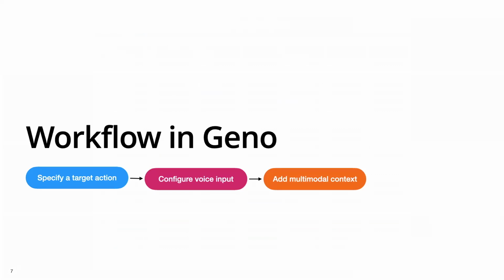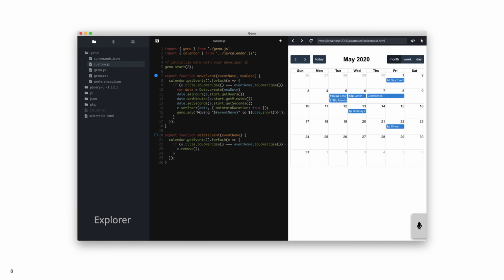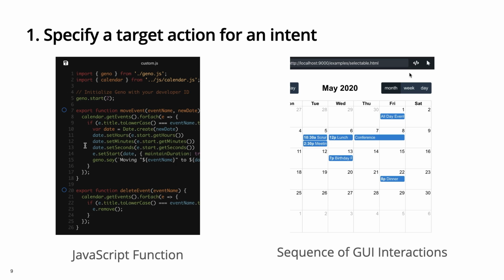We'll next look at the developer's perspective and using Geno to build the interactions we just saw. The high-level workflow follows 3 steps: specifying a target action, configuring the voice input, and optionally adding multimodal context. First, here's a quick overview of the Geno IDE. From left to right, you can see a file explorer, code editor, and a browser app preview. Opening a project in Geno automatically generates all the necessary library files in the workspace to get the developer up and running. To create our first user interaction, or what we call an intent, we need to determine a target action to be triggered by the voice command.